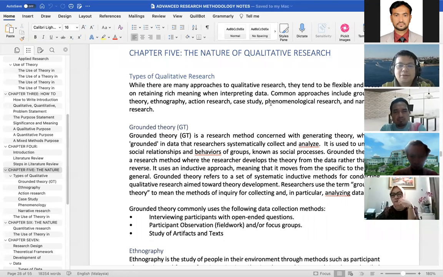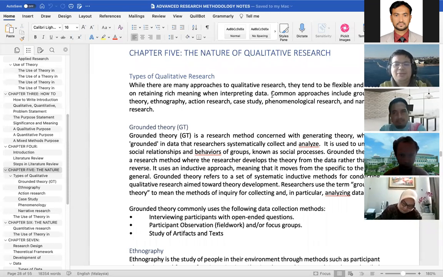So there are many approaches to qualitative research. Qualitative research tends to be more flexible in terms of collecting the data and asking questions. For example, using the interview method, the questions are more open-ended and more flexible. And I would say it is a bit easier, Professor. I'm not sure if it's easier.